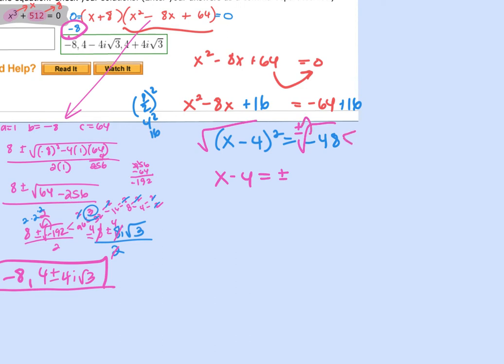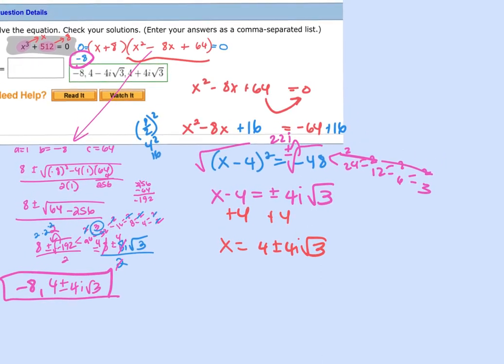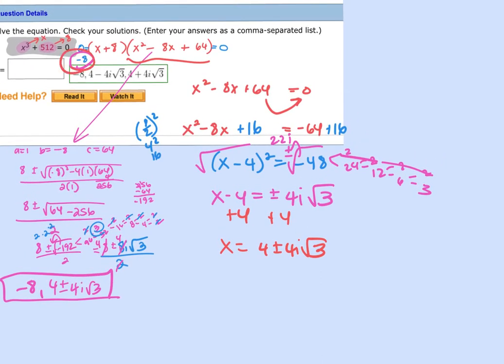First the i comes out. And then this would be 2 and 24, 2 and 12, 2 and 6, 2 and 3, so bring out a 2, bring out a 2, 4i root 3. And then just add the 4 at the end. This time, complete the square is definitely easier. But again, don't forget that negative 8 that you have from the beginning.